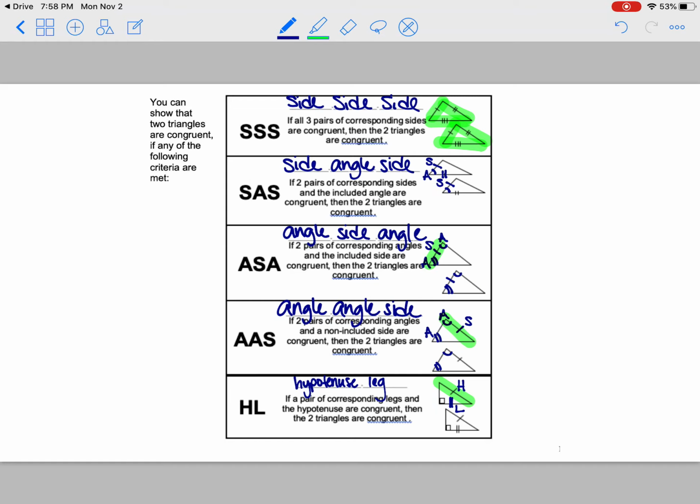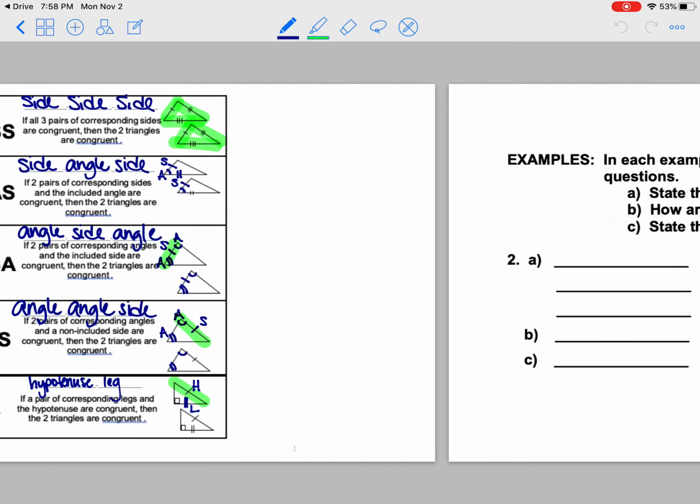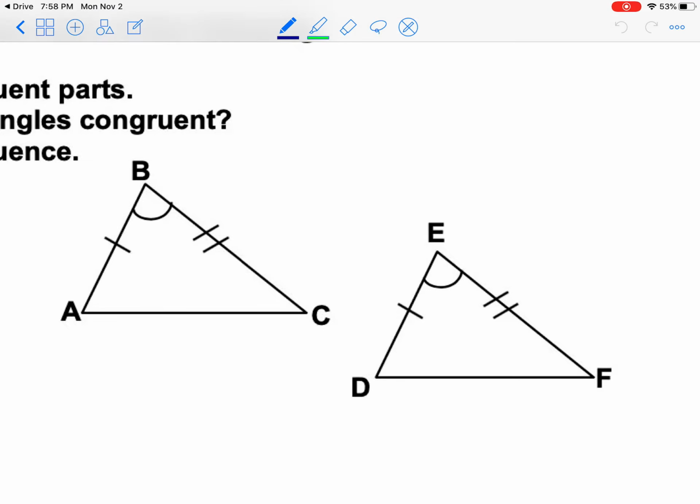So let's practice these. Remember, label your pictures first. It'll make this so much easier to identify which one of the 5 it is. So we've got to do a couple of things on the next few problems. One, we have to state our congruent parts, how they're congruent, meaning one of these 5, and then writing our congruency statement to say that our triangles are congruent. So let's look at our pictures first.